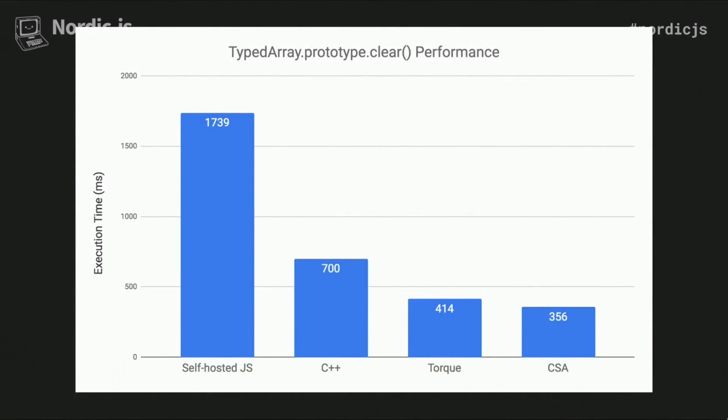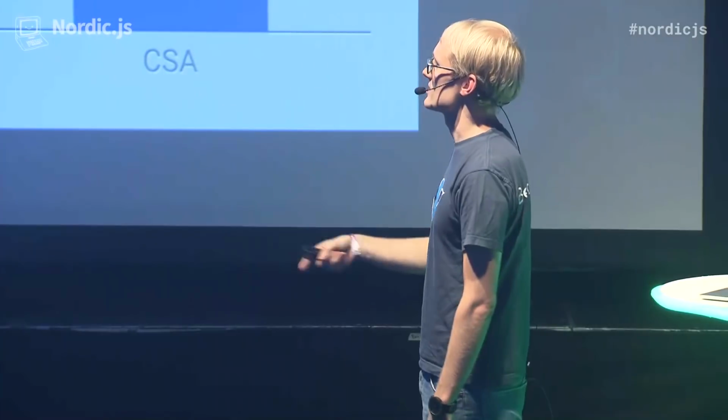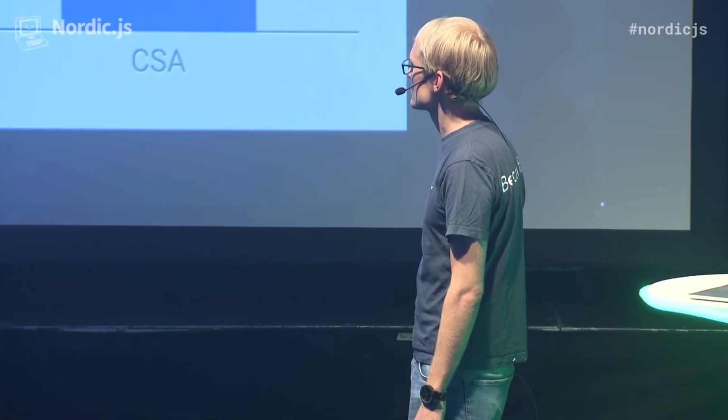So I ran all of these against each other, and the results are a little bit surprising. The self-hosted JavaScript is slower, so this is execution time on the axis. That's not that surprising because we didn't use this memset trick. We iterated through each element and set it to 0 individually. The C++, Torque, and CSA are kind of close, but the C++ is actually quite a lot slower, which is surprising. The Torque and the CSA are very similar. I mean, Torque generates CSA, so it should be theoretically exactly the same. Because Torque is new, I think we can probably improve the way it generates code stub assembler, so I'm not too worried about that. But the C++ is kind of strange that it's slower.